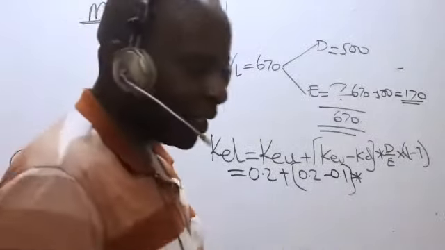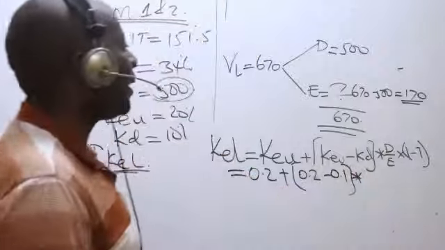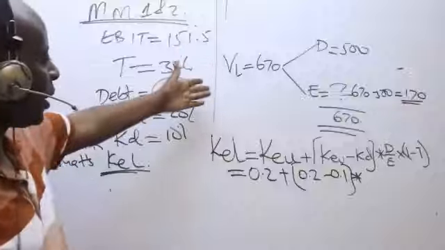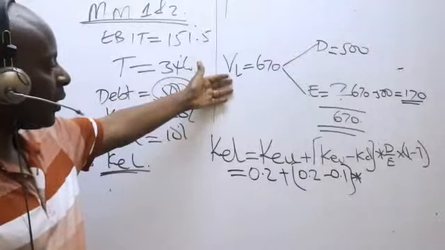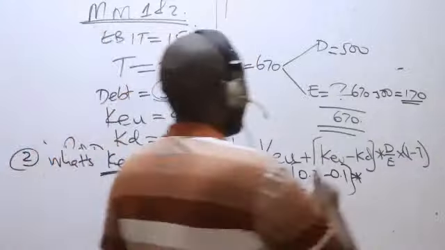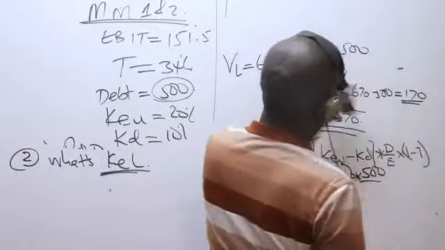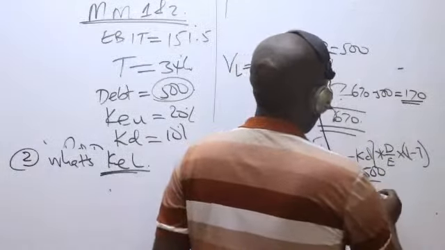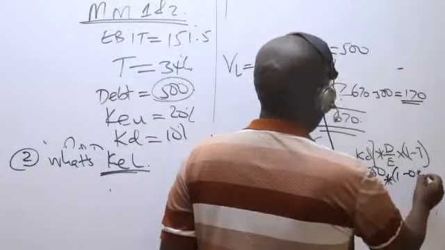So risk-free is the same as what here? It is the same as KD. So, times debt, is there somebody who is able to see the debt of the levered firm? Debt of the levered firm is 500, isn't it? 500 over equity. Equity of the levered firm is 170, times 1 minus 0.34.